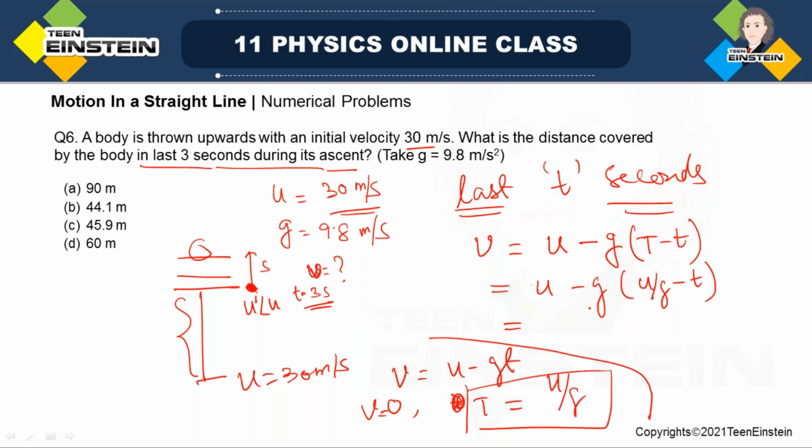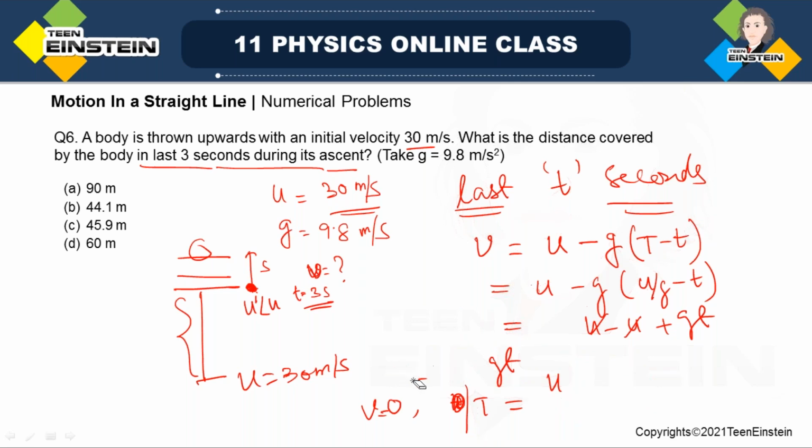If you simplify it, you get minus u and plus gt, so what you get is gt. So gt will be the velocity when the small t seconds start. Now you can find out the displacement from there.